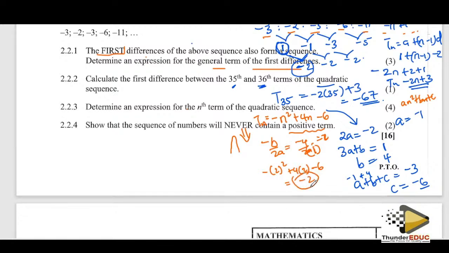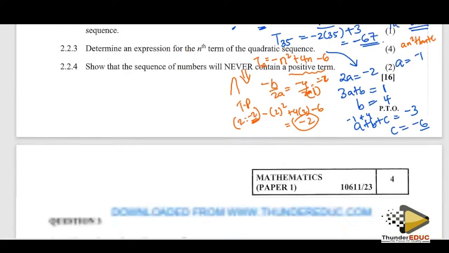Okay, so if the turning point is at negative, which means this function can never go above the x-axis. So you can use this and you tell us that the turning point is 2 and -2, or the maximum point is -2. So it cannot go above the x-axis, and then it can never have a positive term.